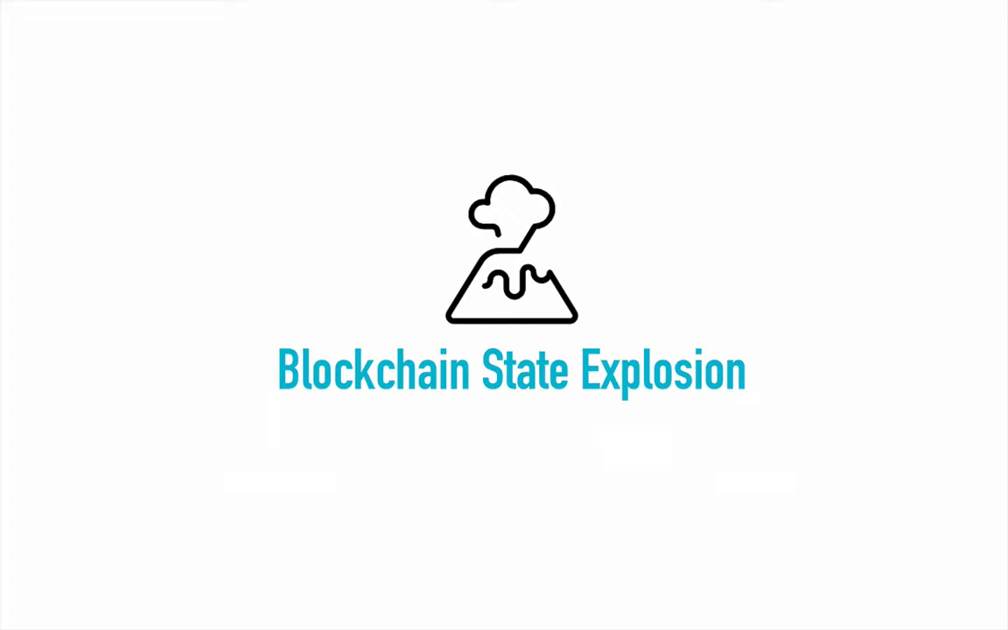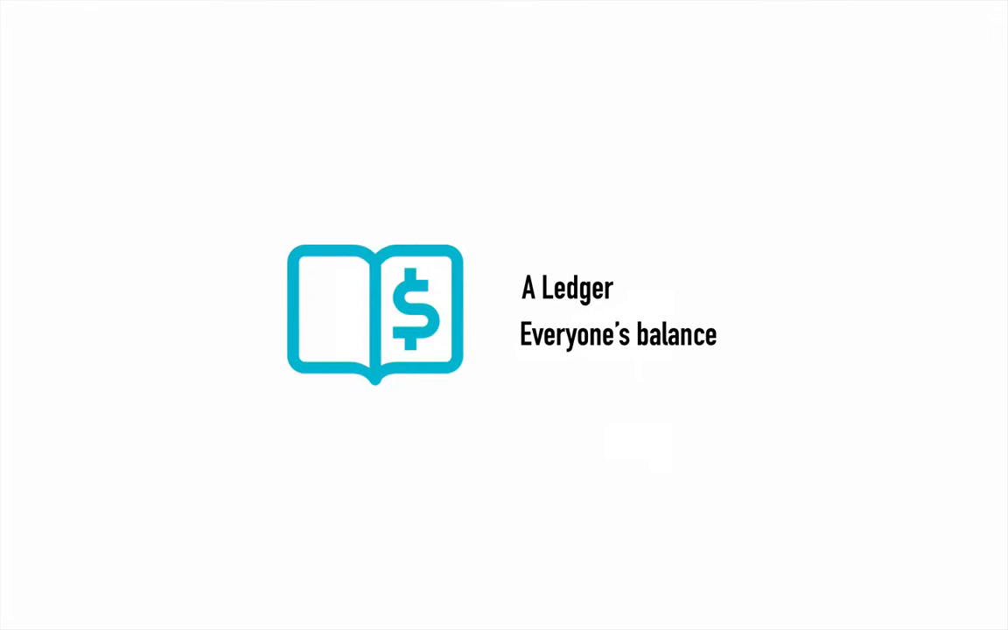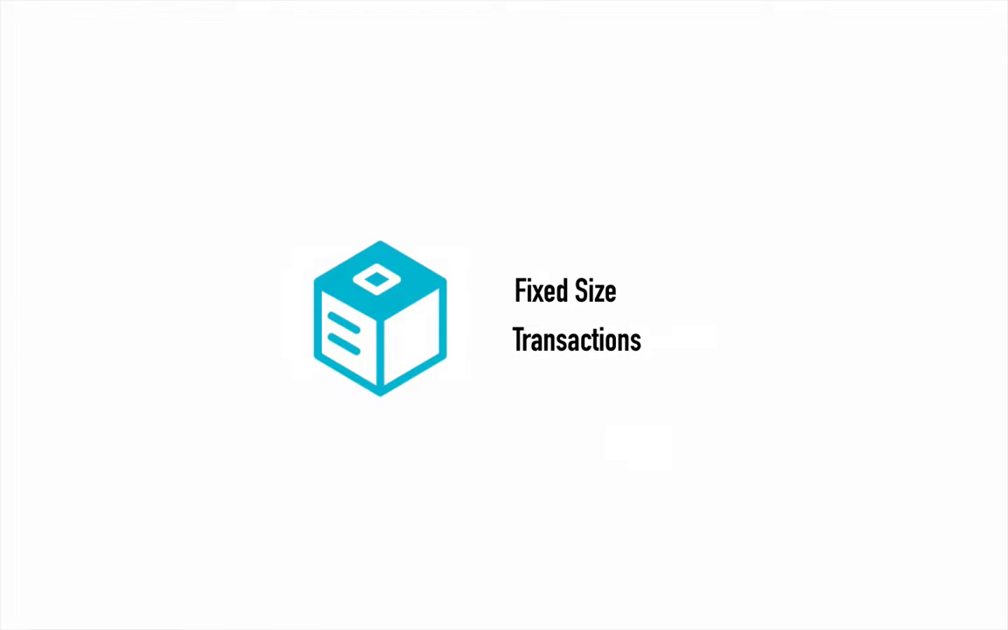Next part, let's figure out what is blockchain state explosion. State explosion means the state size grows too fast and is out of control. Bitcoin currently doesn't have this problem because the Bitcoin state size only grows linearly. Bitcoin is a ledger. The state of Bitcoin is what the ledger looks like or what everyone's balance is right now. Within every Bitcoin block, there are transactions.